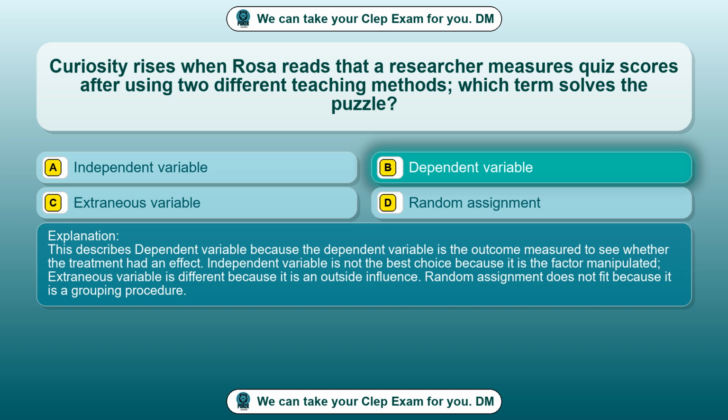This describes dependent variable because the dependent variable is the outcome measured to see whether the treatment had an effect. Independent variable is not the best choice because it is the factor manipulated. Extraneous variable is different because it is an outside influence. Random assignment does not fit because it is a grouping procedure.